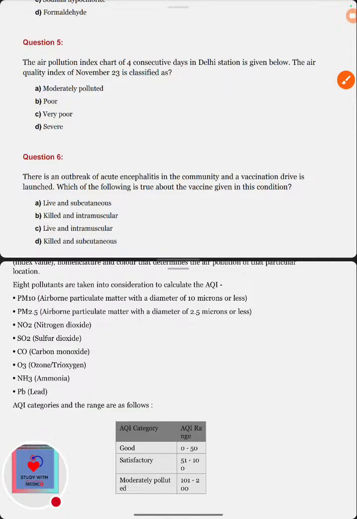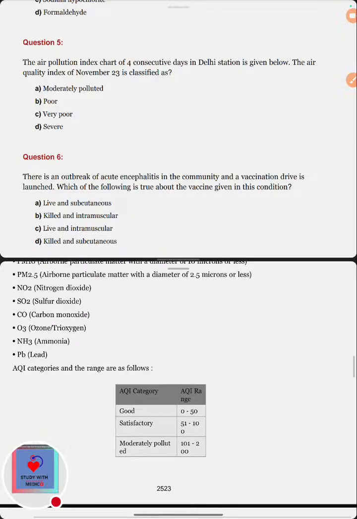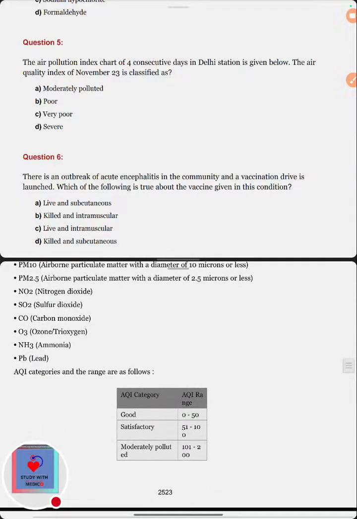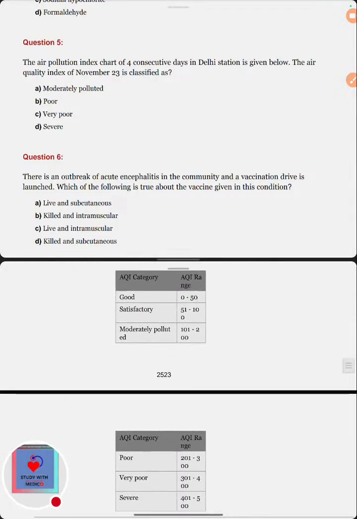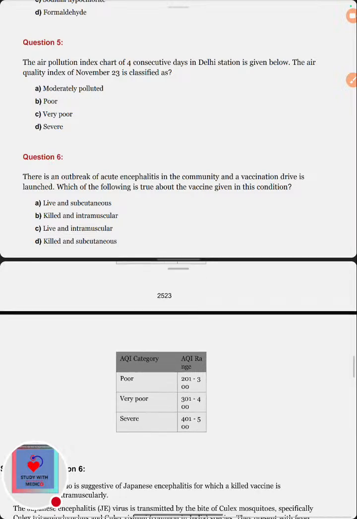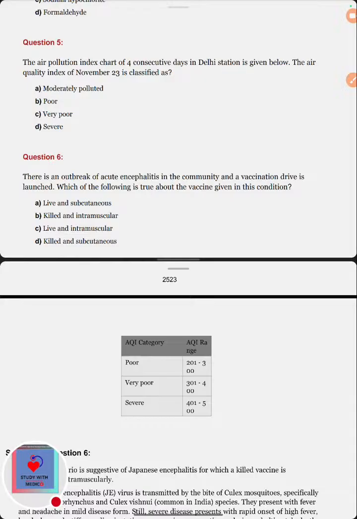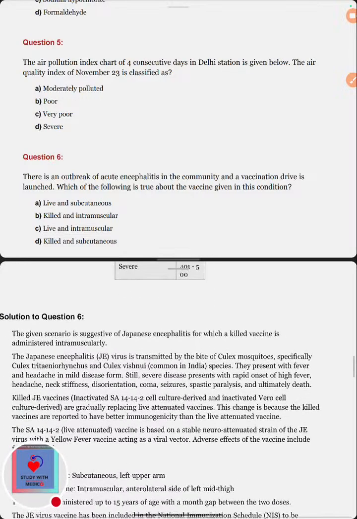It is based on the 8 pollutants: particulate matter of less than or equal to 10 microns, particulate matter less than or equal to 2.5 microns, then NO2 nitrogen dioxide, SO2 sulfur dioxide, carbon monoxide, ozone, ammonia, lead. Good means 0 to 50, satisfactory 51 to 100, moderately polluted 101 to 200, poor 201 to 300, very poor 301 to 400, severe 401 to 500.